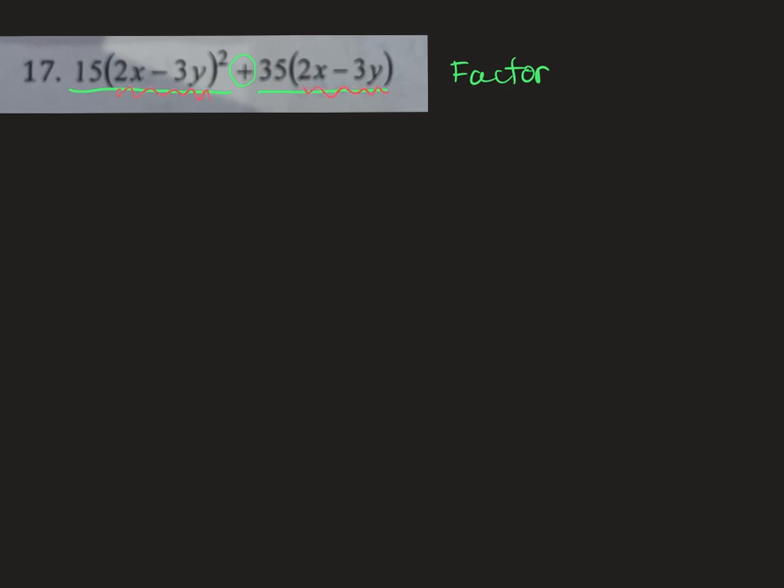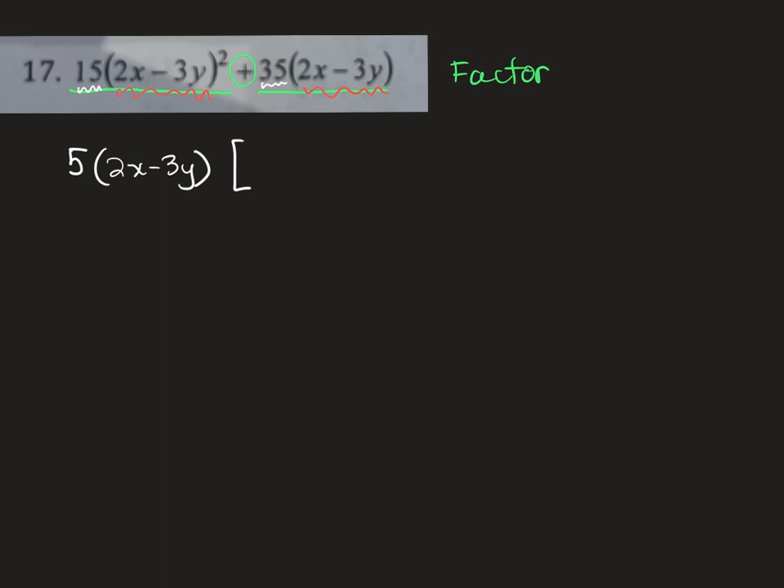So what we're going to do is factor out that greatest common factor. So I'm going to put 2x minus 3y kind of outside the brackets. Oh, and look, we have 15 and 35. There's also a common factor of 5 there, so I'm also going to take out a greatest common factor of 5 as well. Okay, so we've got that sitting out front.